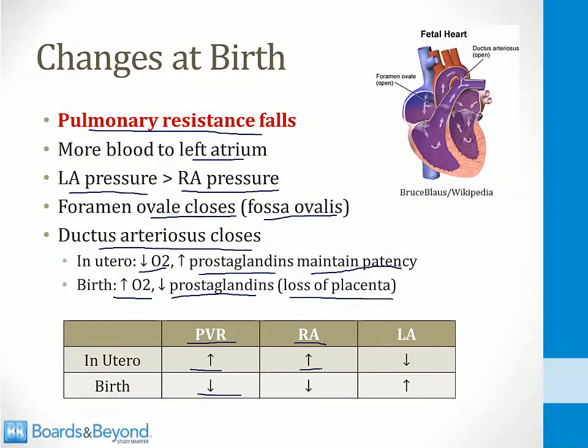And at birth, the pressure in the right atrium falls because blood begins flowing into the right ventricle and through the lungs. In the left atrium, in utero, the pressure is relatively low, but at birth, there is a rush of blood coming through the lungs. This raises the pressure in the left atrium and seals the foramen ovale closed.